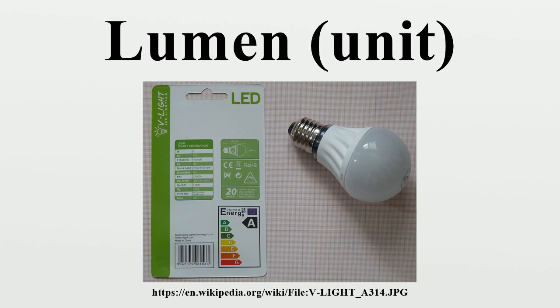The lumen is defined in relation to the candela as 1 lumen equals 1 candela steradian. A full sphere has a solid angle of 4 pi steradians. So a light source that uniformly radiates 1 candela in all directions has a total luminous flux of 1 candela times 4 pi steradians, equals 4 pi cd sr, or about 12.57 lumens.